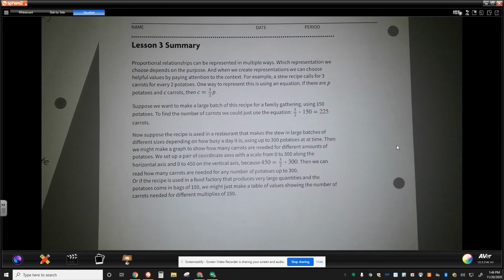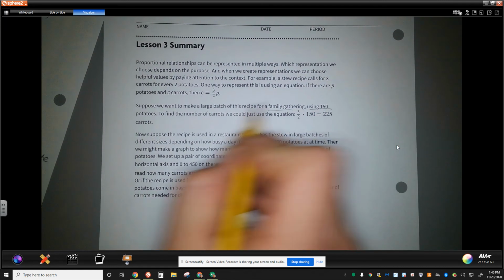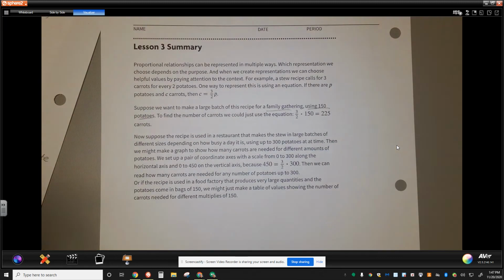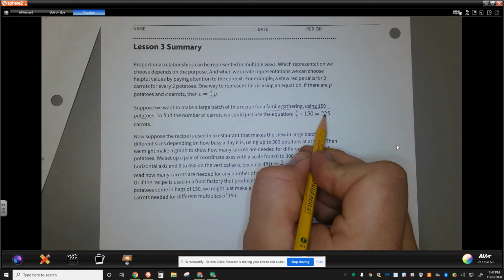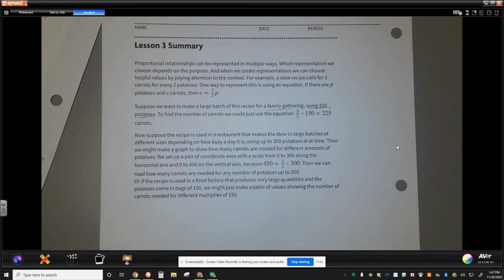Now, if we want to make a large batch of this recipe for a large gathering, we're going to use 150 potatoes because, hey, why not? Math is the only place where somebody can buy 45 watermelons and nobody ever questions it. In this case, we're going to talk about 150 potatoes because we're going to make a huge pot of stew. When we talk about those potatoes, then we need to compare them to carrots, and we would just use this equation. If I want to know how many carrots I need, well, take 150 multiplied by 3/2, and then I know I need 225 carrots.